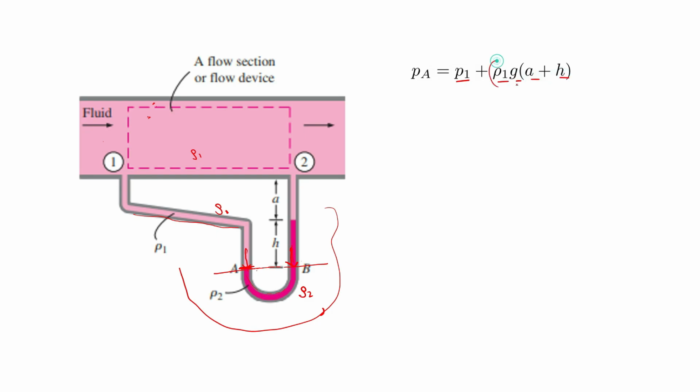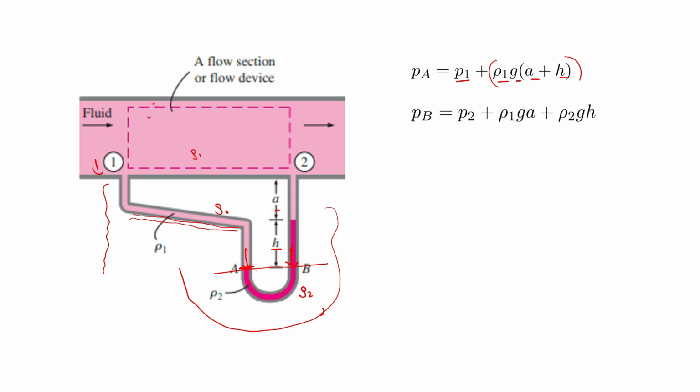This is the hydrostatic pressure, and this is the fluid pressure acting here, and the hydrostatic pressure is solely due to the height only. See, there is no effect of this inclination here, only the height is considered. This height is equal to A plus H. So ρ1 G into A plus H.